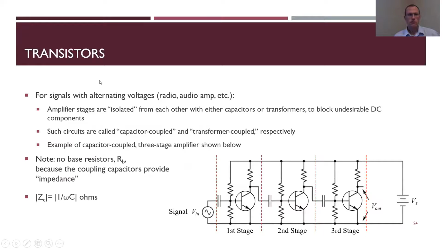If I want a purely alternating voltage, a lot of radio and audio applications want just a pure AC source. They don't want any DC offset. Generally what you do is take these amplifier stages and isolate them from each other. That's going to block any DC components, so you add some capacitors in there as well. These are capacitor coupled and transformer coupled stages to block out that DC component.